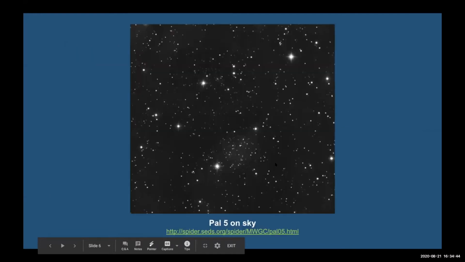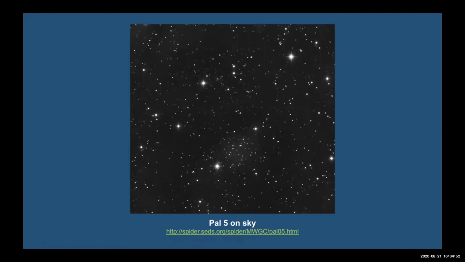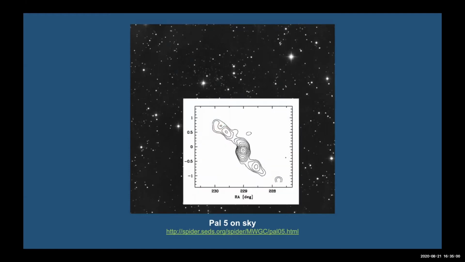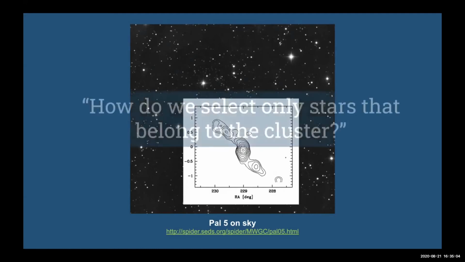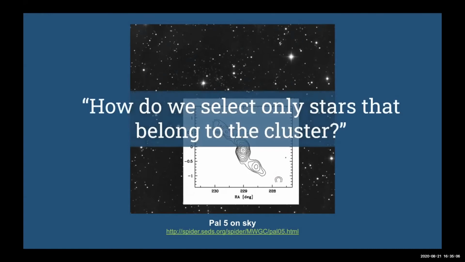But of course, the challenge is always, how do we select stars that are only within this cluster? If we look at the image of Palomar 5 on sky, it's very difficult to see which of these stars belong to Palomar 5. This is where Palomar 5 is. But this is, for example, what Odenkirchen got. So this summer, the main problem I'm tackling is how do we select only stars that belong to this cluster?